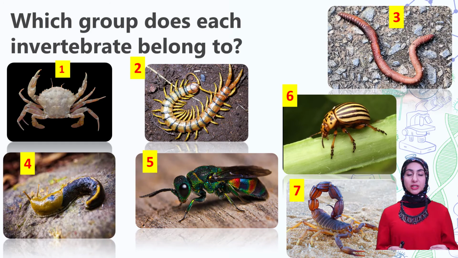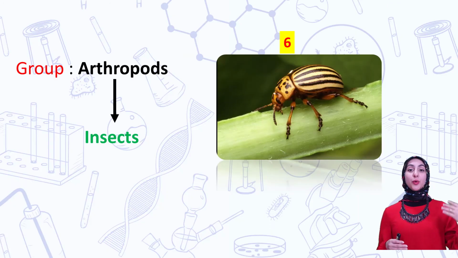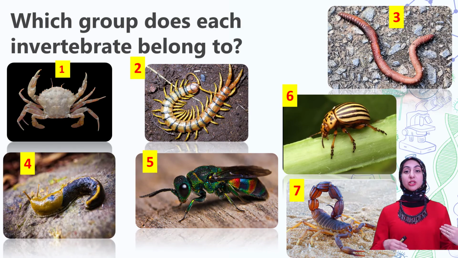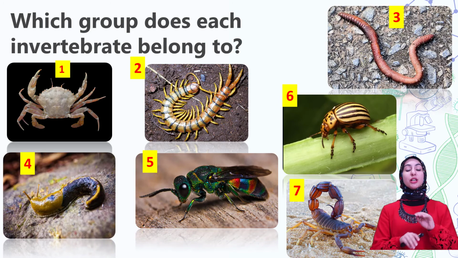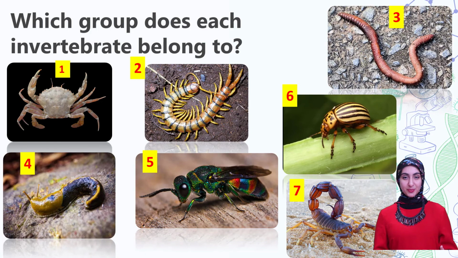The seventh invertebrate here, it has 4 jointed legs on each side. This means it has 8 jointed legs. There are no wings, no antennae, so it is classified as arachnids.